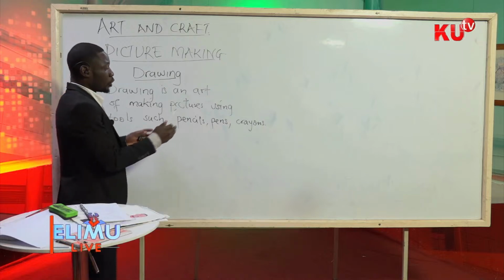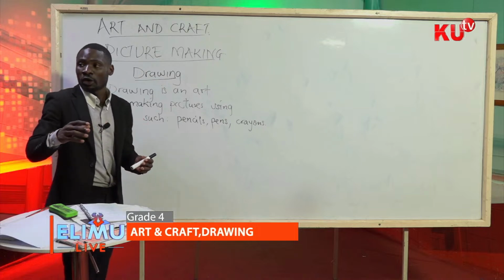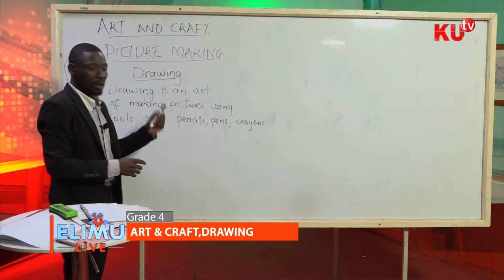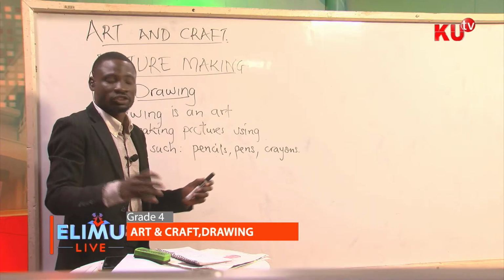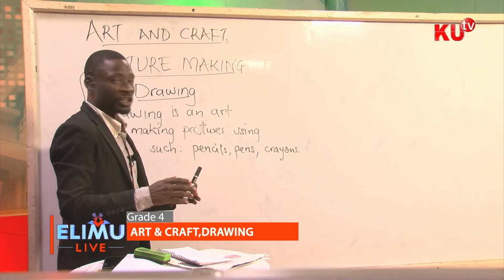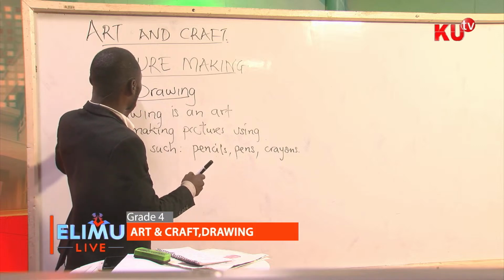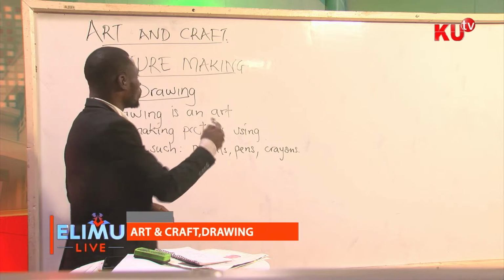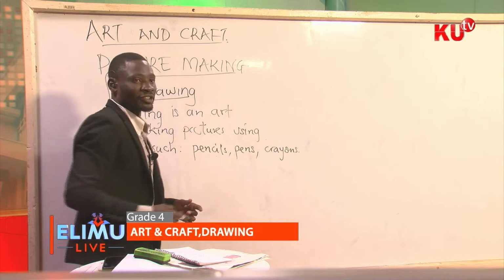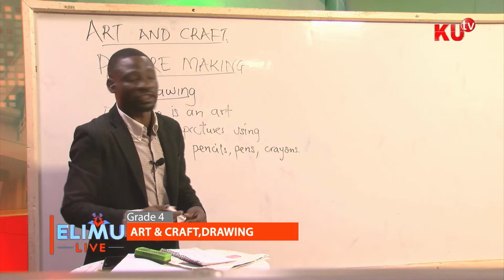You can use a pencil. You can draw on surfaces such as paper. You can also use walls. You can also use boards. Any surface that you desire to make a form through drawing. Drawing is one of the techniques of making pictures. Okay, smudge technique.